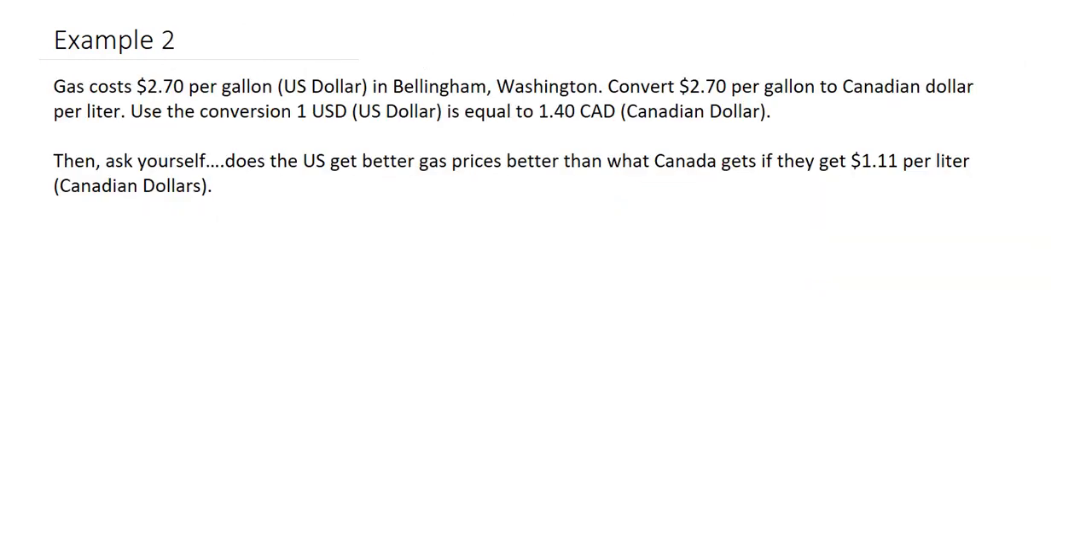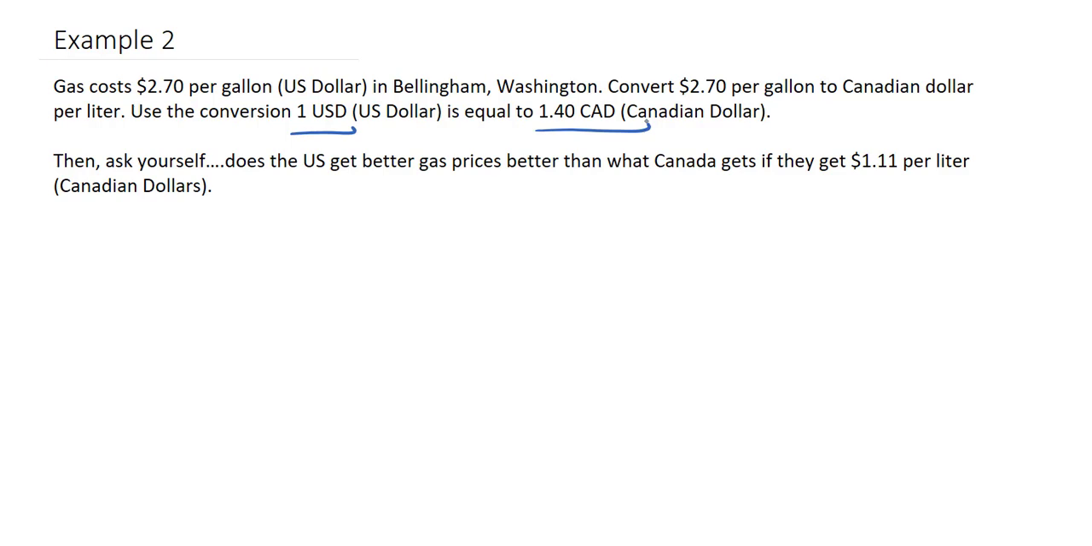Example 2. Gas costs $2.70 per gallon. Now this is US dollars. In Bellingham, Washington. Convert $2.70 per gallon to Canadian dollar per liter. So Bellingham's really close to the Canadian border. So we're going to look at the gas prices between the two. So we're going to use the conversion, 1 US dollar, so we see it as 1 USD, is equal to $1.40, which is Canadian dollars.